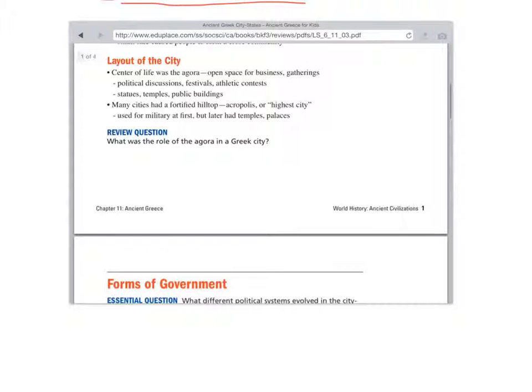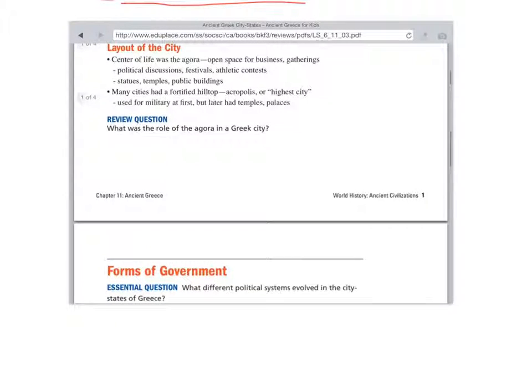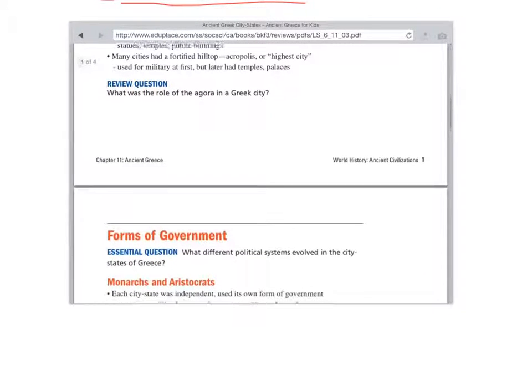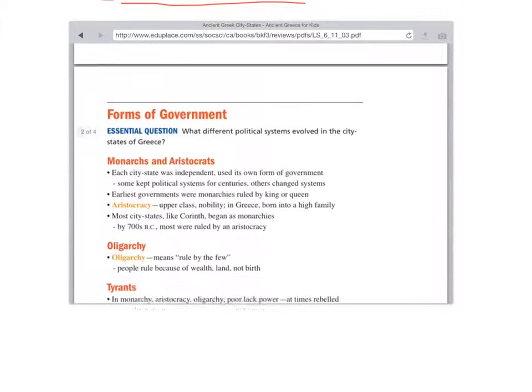As for the layout, the center was called the agora. It's a space for business and gatherings. That's where they did a lot of trade, and maybe political discussions. There is some other information here about other cultural things they did, but we're focusing mainly on the government here.